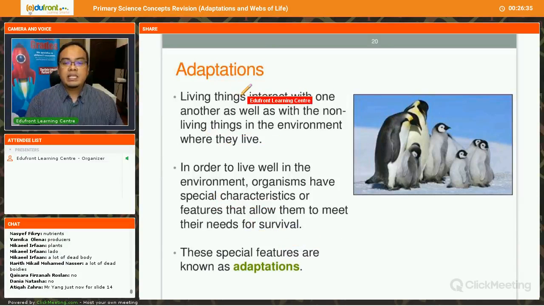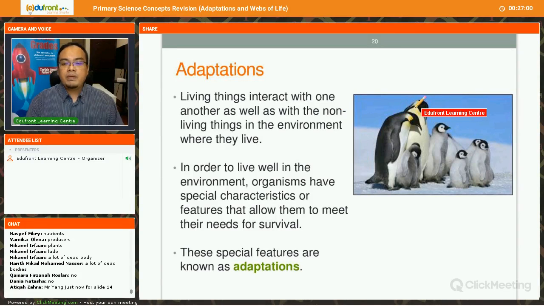Living things interact with one another as well as with the non-living things in the environment where they live. They interact in a particular community. There are many organisms, and each of these organisms does not live on its own. They live with one another. So how do they interact with one another? Sometimes they need to adapt to the environment that they are in.